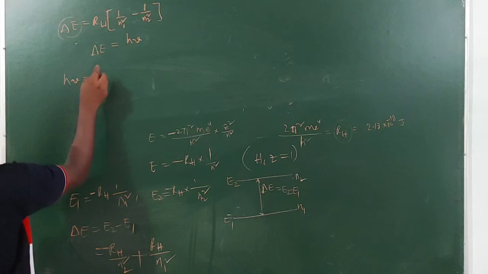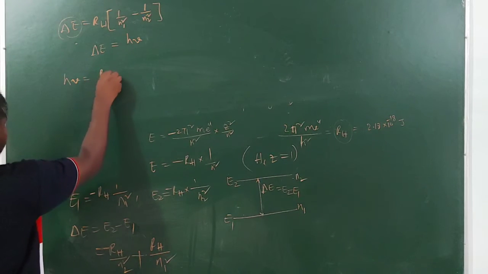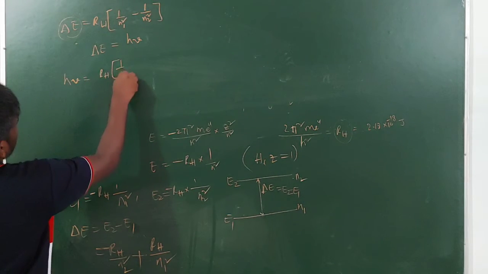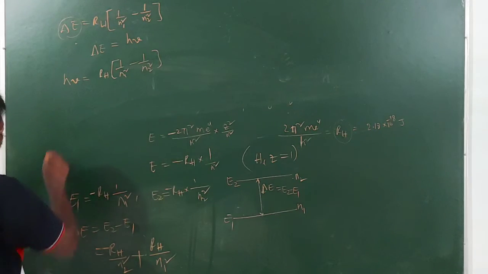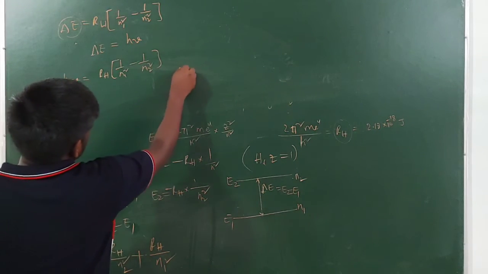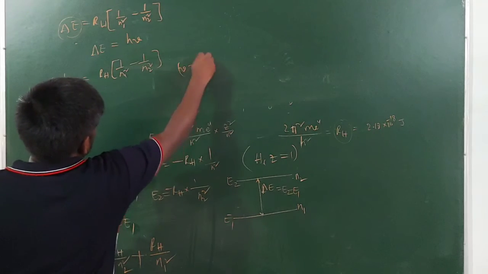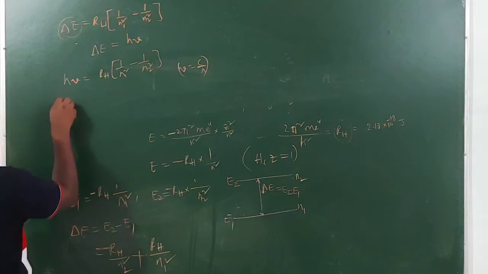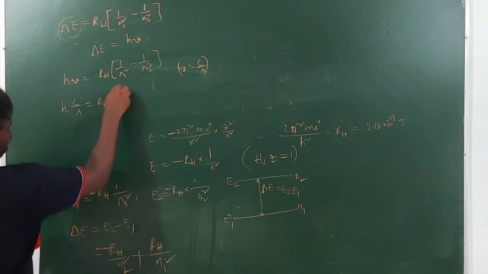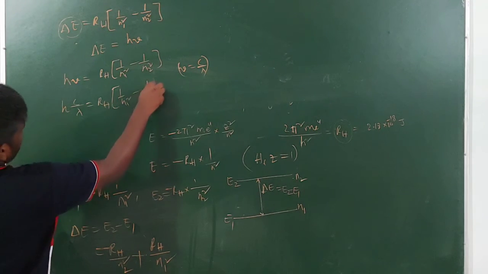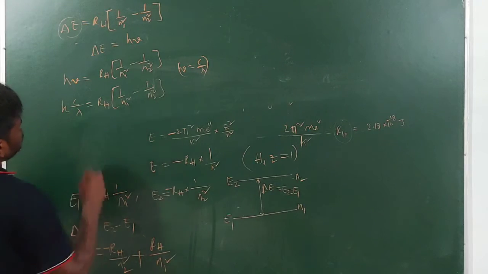So h nu is equal to RH into 1 by n1 square minus 1 by n2 square. Now nu value we know, guys. Nu is equal to c by lambda. So you substitute the nu value in this equation, you get h into c by lambda equals RH into 1 by n1 square minus 1 by n2 square.